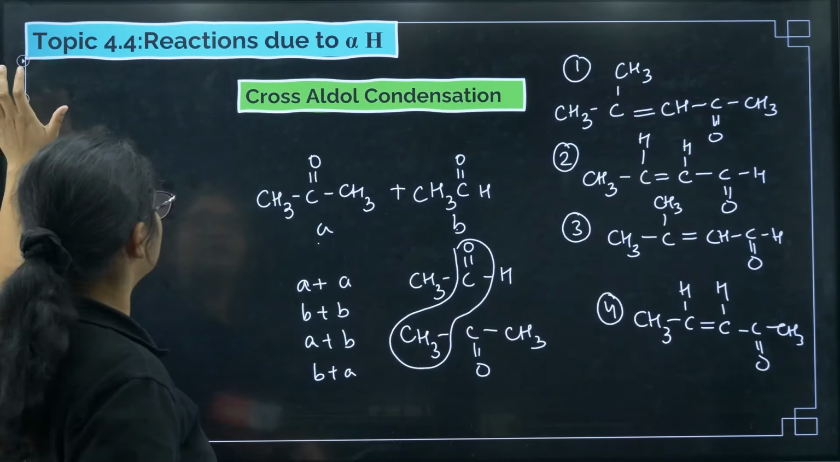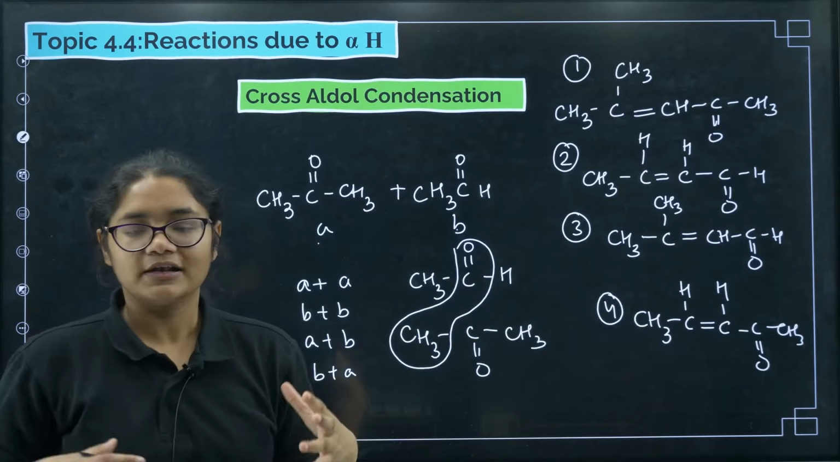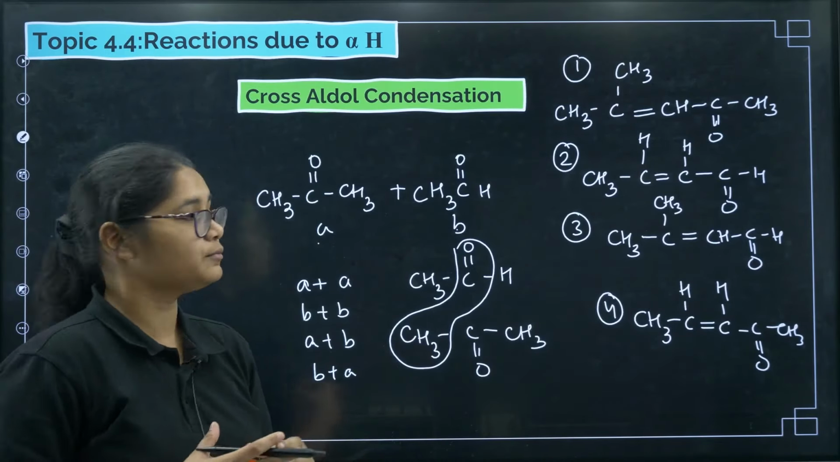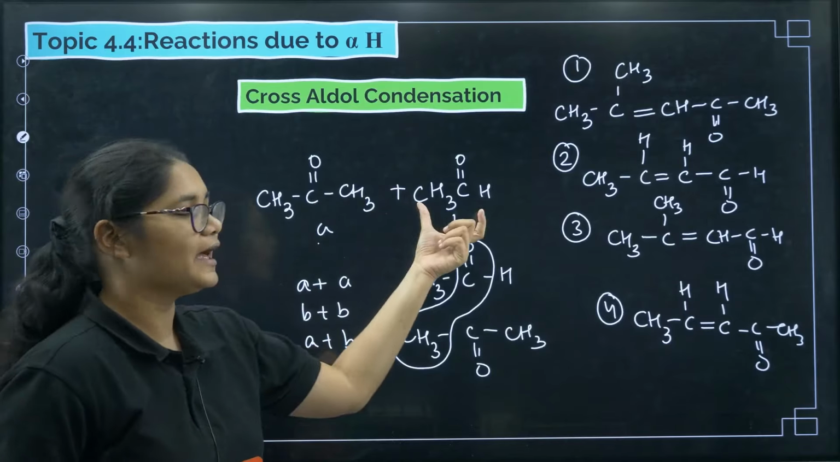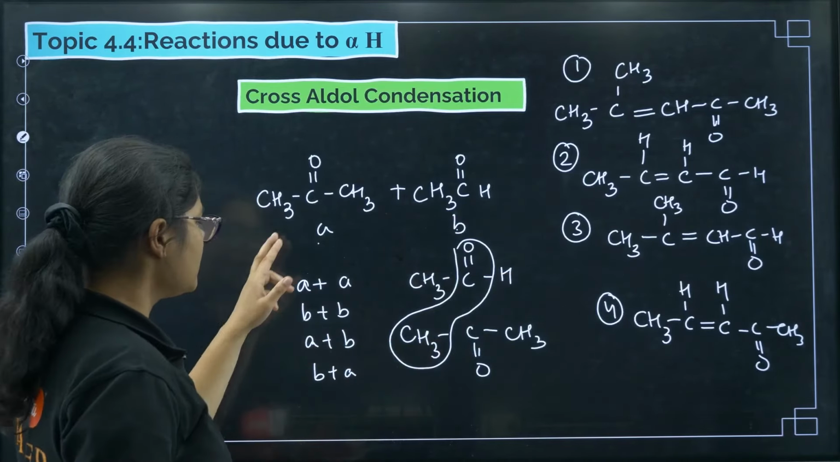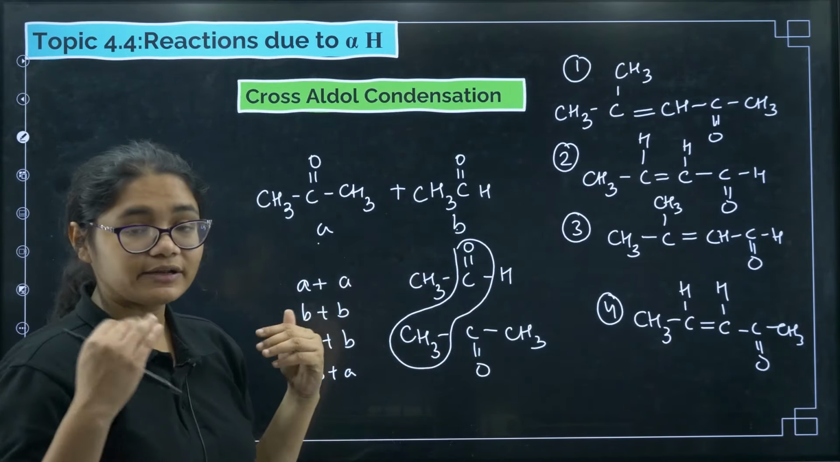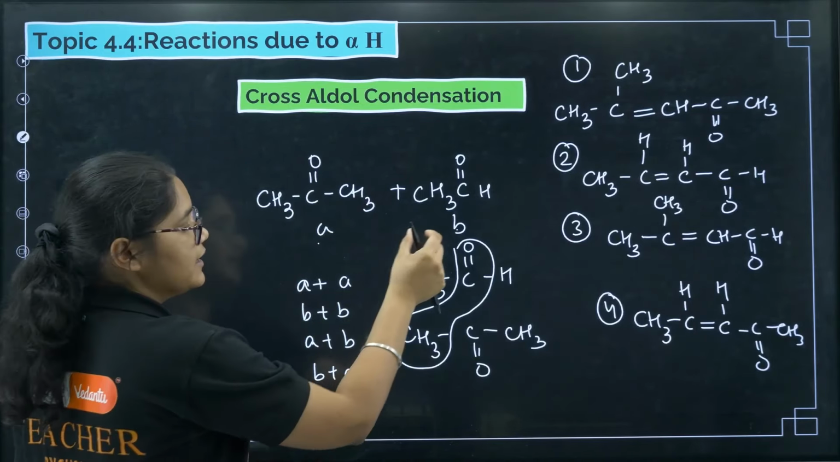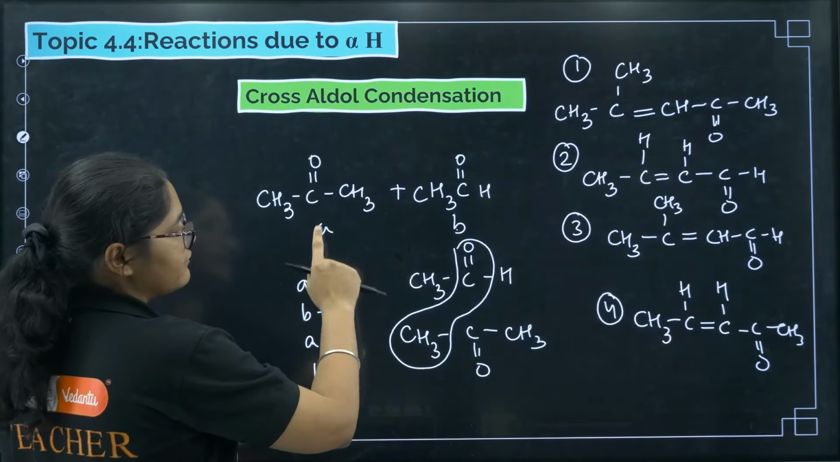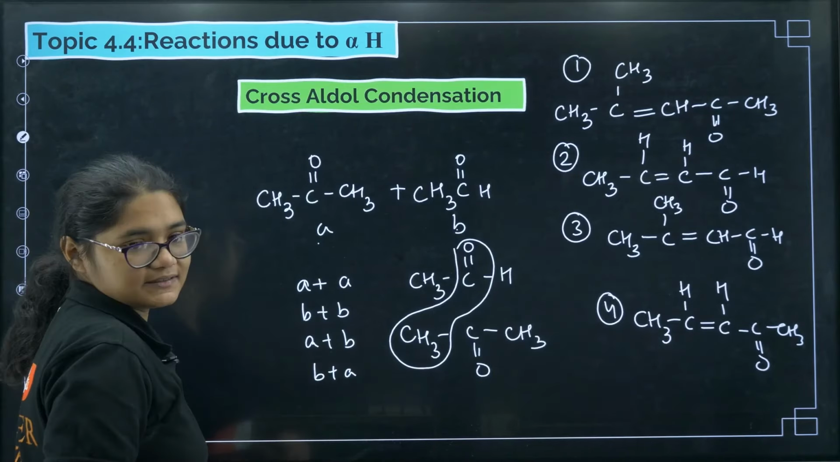Next we have cross aldol condensation. Cross aldol condensation means when you have two different carbonyl compounds. Suppose you have taken acetone and ethanal. Say this is A and this is B, so you will get four different products. One is A plus A, then B plus B, then A plus B, then B plus A.